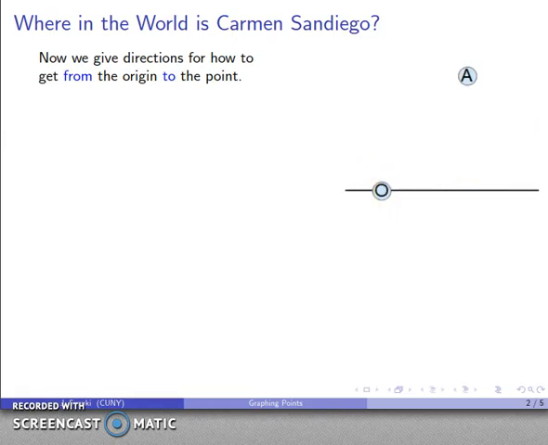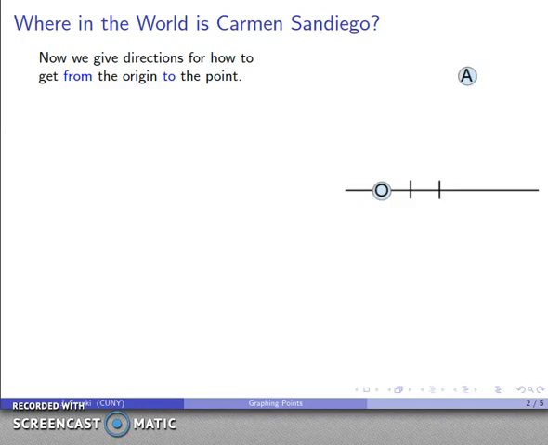Now, I'm from Boston, so if this were in New England, I might have the opportunity of saying, well, you can't get there from here. But this is mathematics, so we can actually find those directions. And so what I might do is say something like the following.